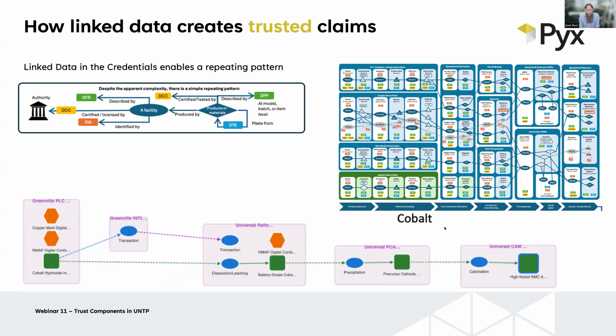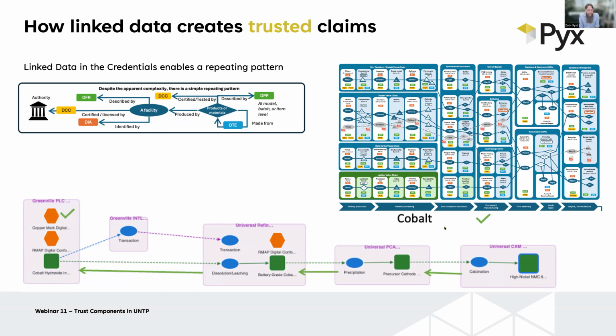In the example we have in the animation below, on the far left-hand side, we have a mine that produces cobalt hydroxide. It goes through a distillation leaching process to create battery grade cobalt, and goes into a precipitation process to build pCAM, and then it goes into a calcination process to create CAM.